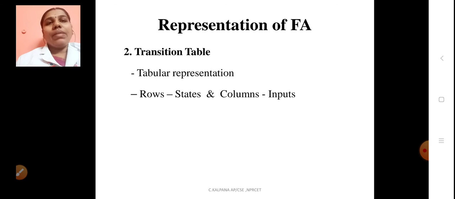The transition table can be represented in tabular form. Rows are represented as states and columns are represented as inputs. We have to mention the path from a state to the particular input. So these are the main steps involved in the representation of finite automata.